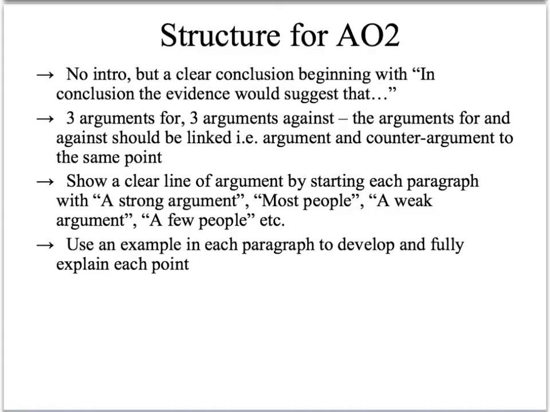Remember then that we need 3 arguments for, 3 arguments against, and that those arguments should be linked. So in other words, we want an argument and a counter-argument to the same point. And try and show a clear line of argument by starting each paragraph with phrases like "a strong argument", "a weak argument", "most people would say", "a few people would say", and so on. And please remember to use an example in each and every paragraph to develop each of your points fully. Can't stress it enough, you must use examples in your AO2 essays as well as your AO1 essays.